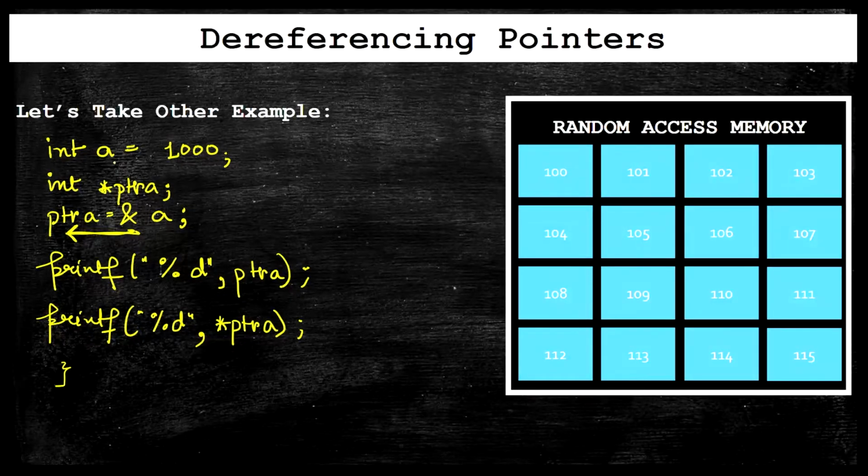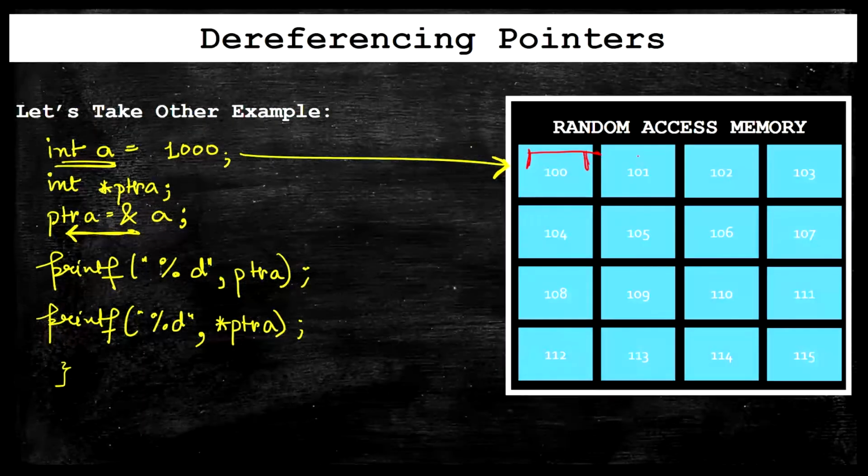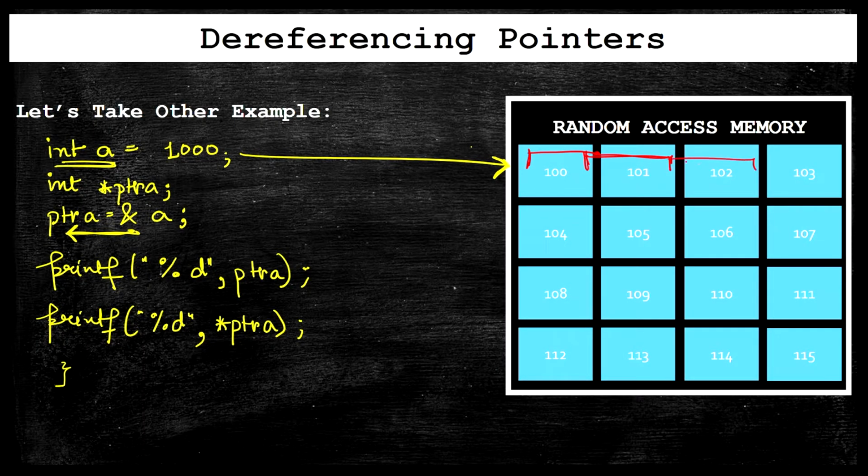Now let us assume that on declaration of this, in the memory 4 blocks are being taken, and let the blocks be 100, that is this block, this block, and this block. Let these first 4 blocks be taken for this integer a: 100, 101, 102, 103. Each block consists of 1 byte. Integer has 4 bytes, so 4 blocks will be taken, right?